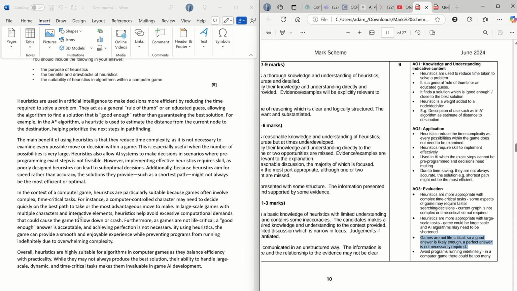So what is the knowledge? Okay, heuristics are not accurate. Application, well, how does it link back to this question? And then as a disadvantage, as an example, and then obviously because it's not critical in a game, then it doesn't really matter as much. Hopefully that made sense. Hopefully that was useful for you.